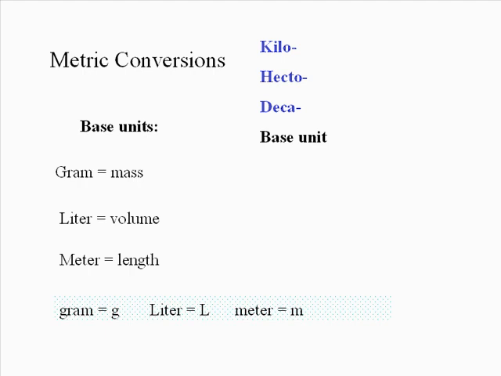Kilo, hecto, and deca are going to be prefixes that are used for measuring large volumes, large masses, etc. Those prefixes get attached to each of those base units, so they read like kilogram, hectoliter. Those abbreviations are as follows.